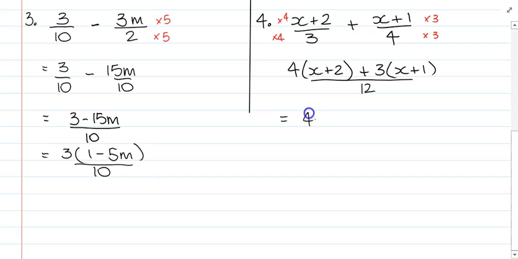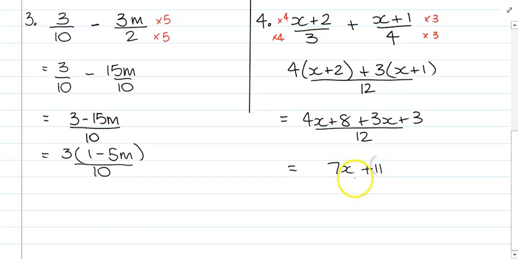Okay, 4x plus 8 plus 3x plus 3 over 12. My final answer, 7x plus 11 over 12. Don't forget your basic rules just because it looks different.